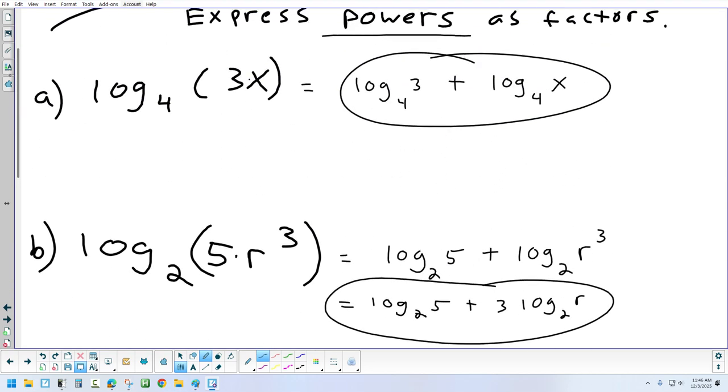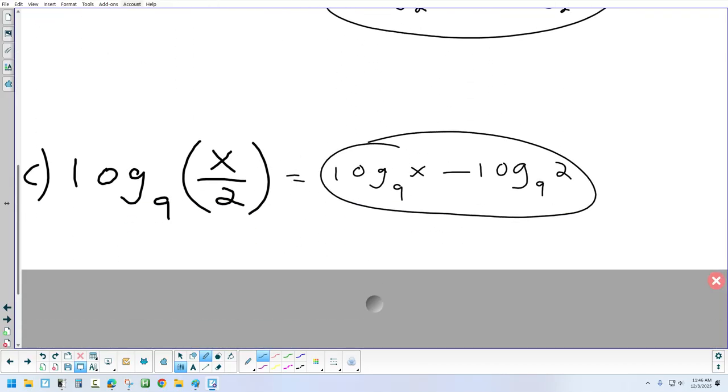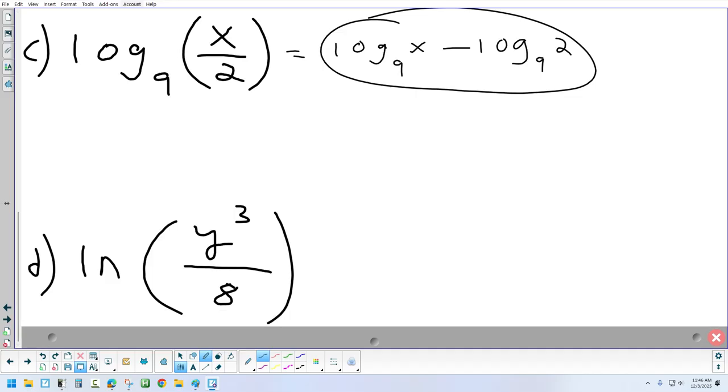Okay, so it works with any base. You just have to keep the base the same the whole time. We did base 4, we did base 2, we did base 9. What base are we doing now? E. You don't have to write log base E though. You're going to use the abbreviation, LN.